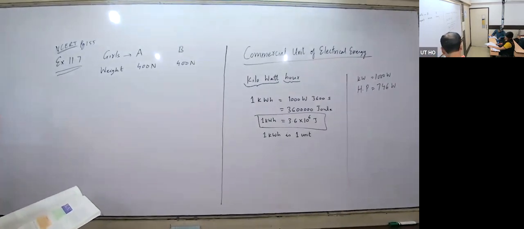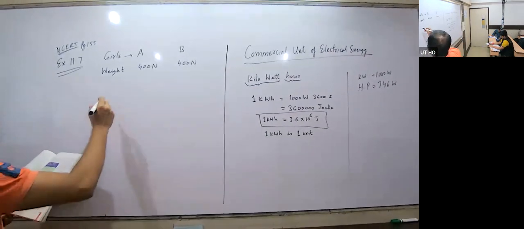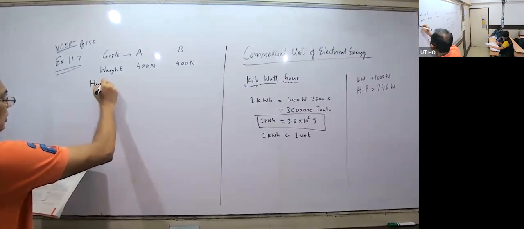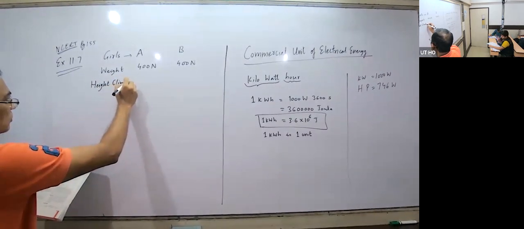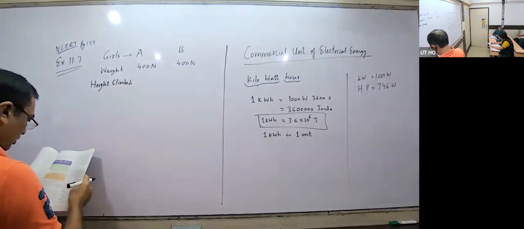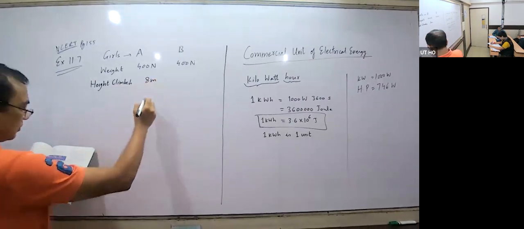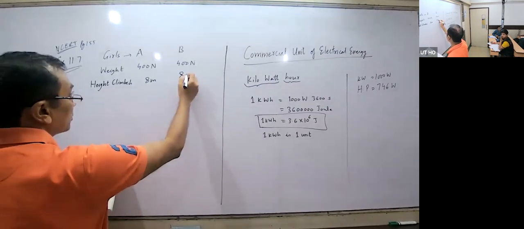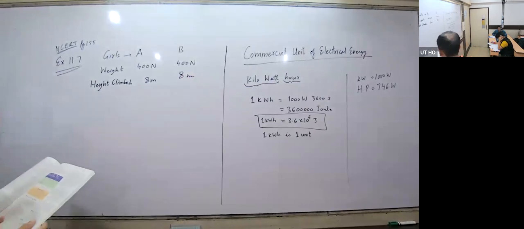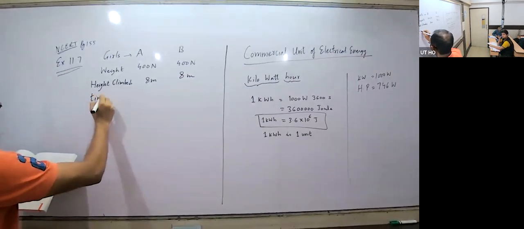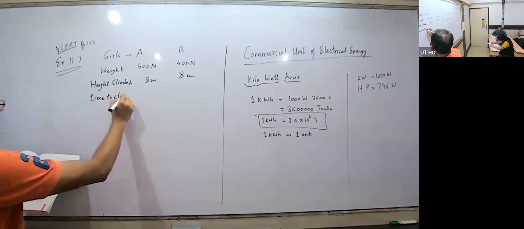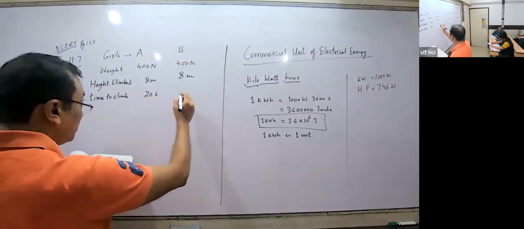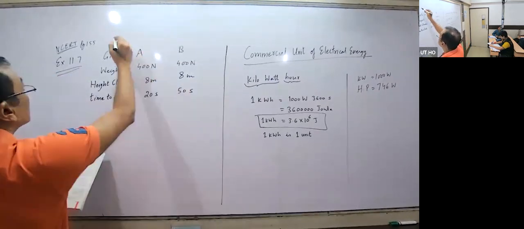Then they climb a height. Girl A climbs 8 meter and B climbs how much? Both 8 meter. Now the time taken to climb: A takes 20 seconds and B takes 50 seconds. Okay. So this is the given data.